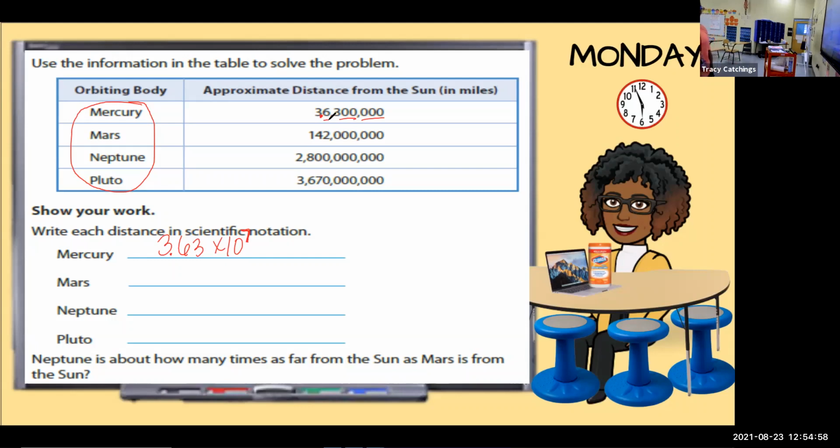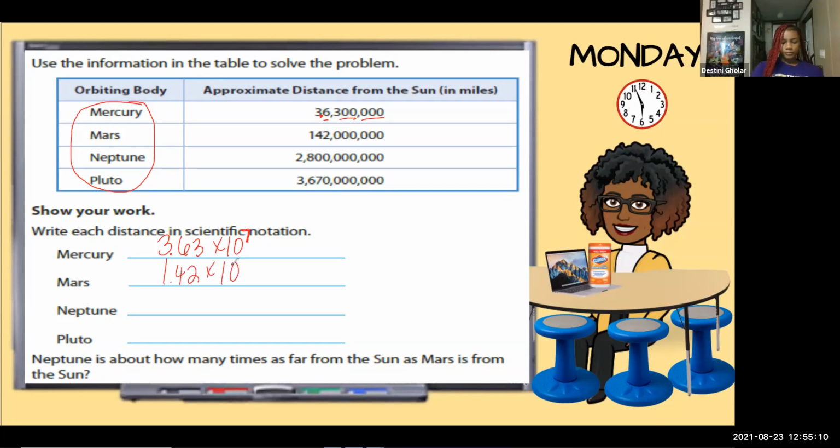All right, Mars. Who want to help us out with Mars? 1.42. All right, and what's our exponent? 8. 10 to the 8th power. 3, 6, 7, 8. Okay, it works.